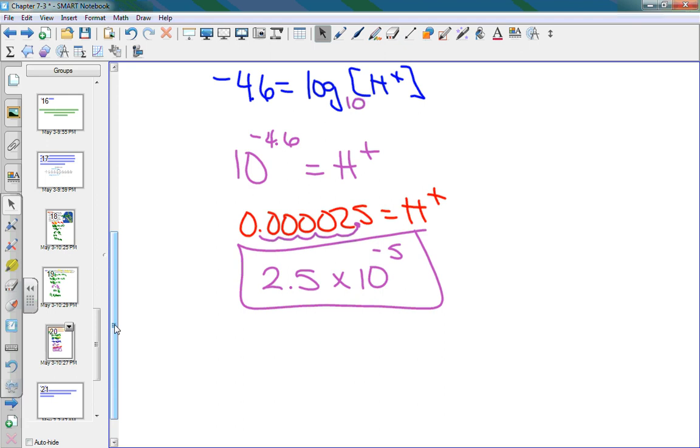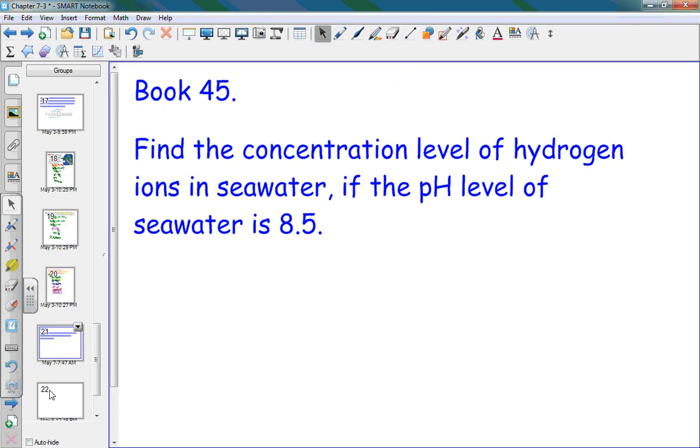Okay? Let's do it again. This is problem number 45 out of your book. Find the concentration level of hydrogen ions in seawater. In other words, how much hydrogen ions is in your seawater? If the pH level of the seawater is 8.5. Well, now they're giving it to you in a lovely little story problem. Does this change anything? No.